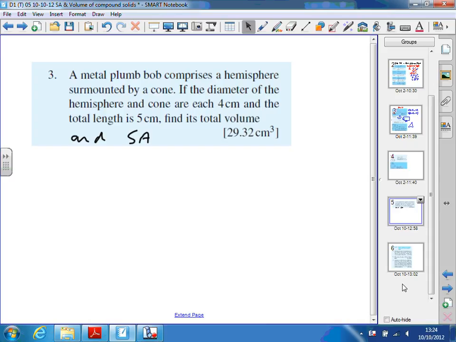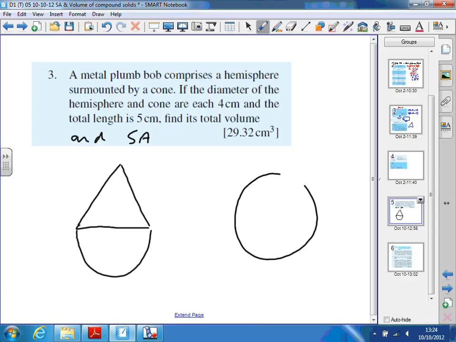So the first thing I would do here is draw it. I'm not very good at drawing things in 3 dimensions, so I'm just going to draw a side view, which is this plumb bob with a hemisphere at the bottom and a cone on top. If I draw a top view, it'll be a circle with a big top of the cone in the middle. So that's sort of top view, plan view, and side view of this shape.